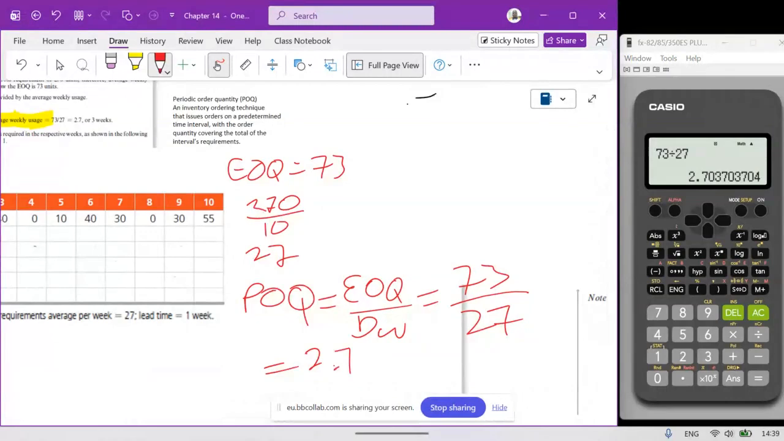We don't have 2.7 weeks, but we have every 3 weeks you place an order. The nice thing is every 3 weeks you place an order for the next coming 3 weeks. So you place the orders as they are for the next coming 3 weeks, as they are.